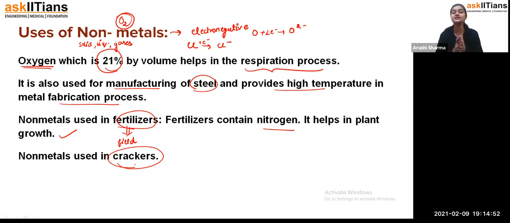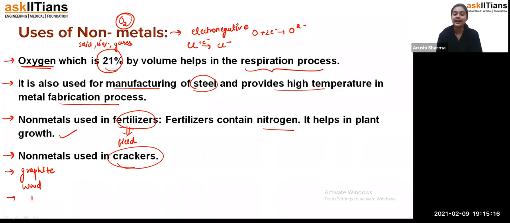So these are the uses of the non-metals. But again, students, we have mentioned only some of them here. If I say that graphite is used for electricity purposes, and even wood is also a non-metal, so that's how, students, we can see that we have more usage of non-metals.